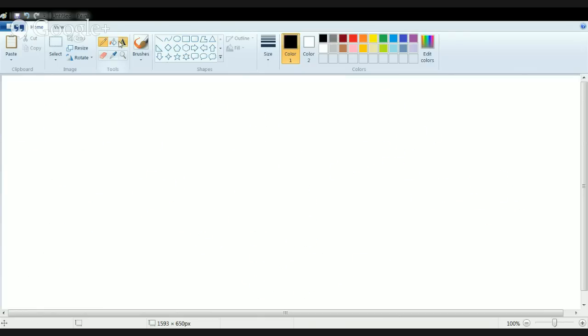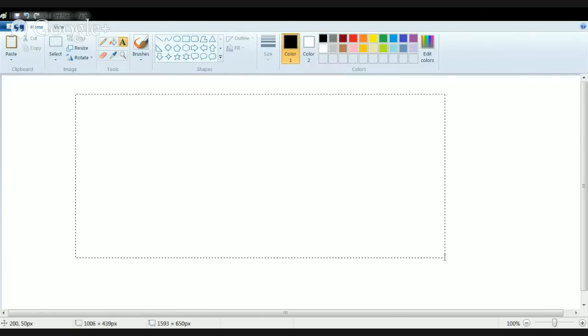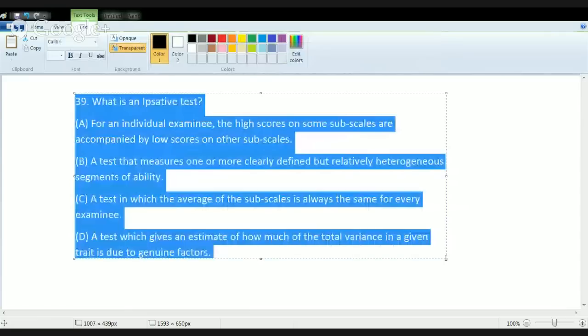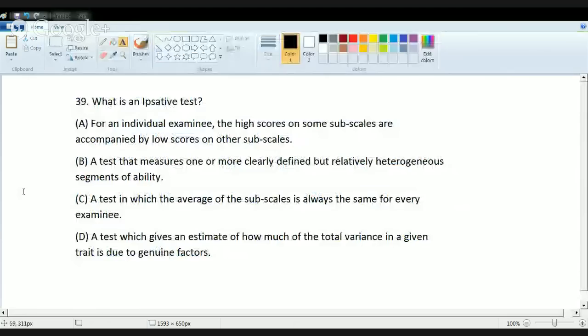It's a question basically on a term known as ipsative test. So what is it basically? It's a test in which the average of sub-scales is the same. Okay. So what is happening in an ipsative test? It's basically used as a descriptor in psychology, where we try to measure or compare two options.